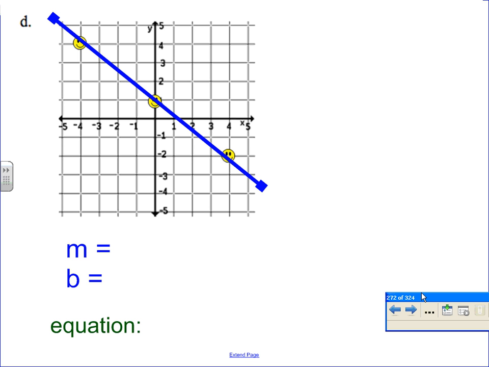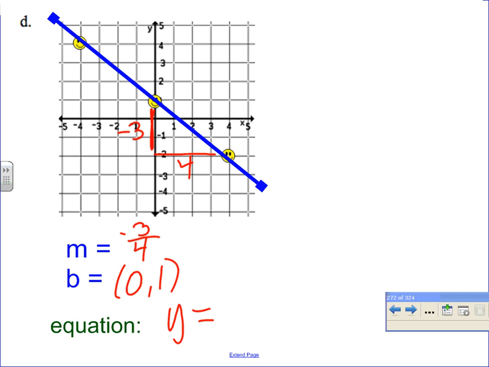Good. Okay, Josh, what did you get for your slope? How did you know it was negative? Good. Down 3, to the right 4. The negative goes in the middle of the fraction, but you can really put it with either one of those numbers. Then what is the y-intercept? Good. Peyton, what should the equation be? Good job. Any questions on that? Easy, right? Okay, flip over.